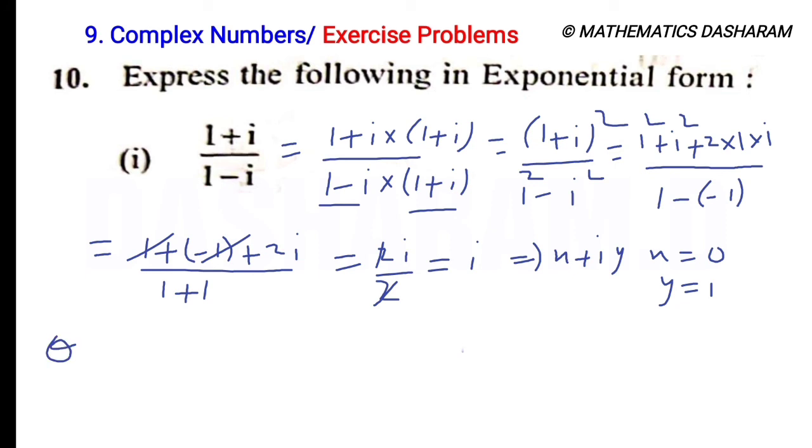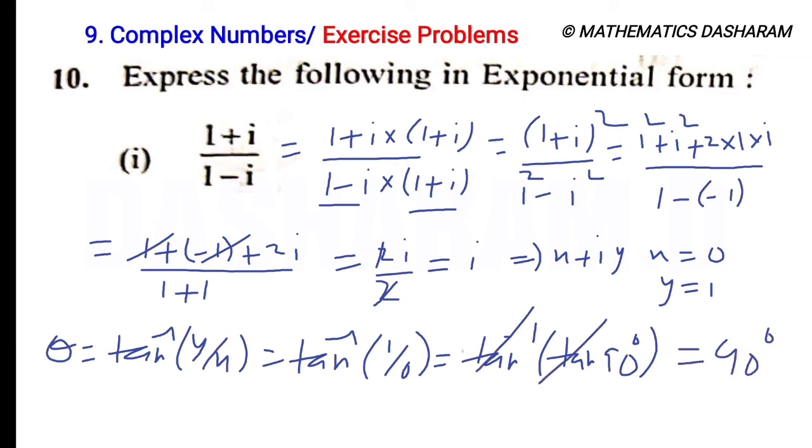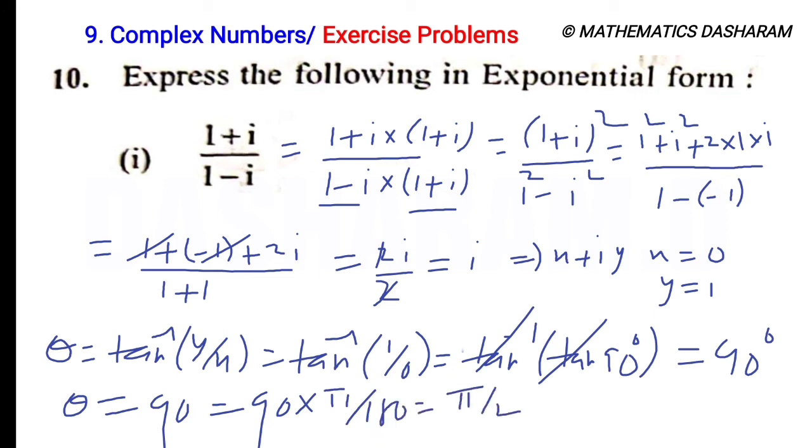So then theta equals tan inverse of y by x. So it is tan inverse of y value 1 and x value 0. Tan inverse of 1 by 0 is undefined, but in the trigonometric ratio undefined equals tan 90 degrees. So tan inverse and tan cancel, so 90 degrees. This 90 degrees converted into radians is 90 into pi by 180, so it equals pi by 2.